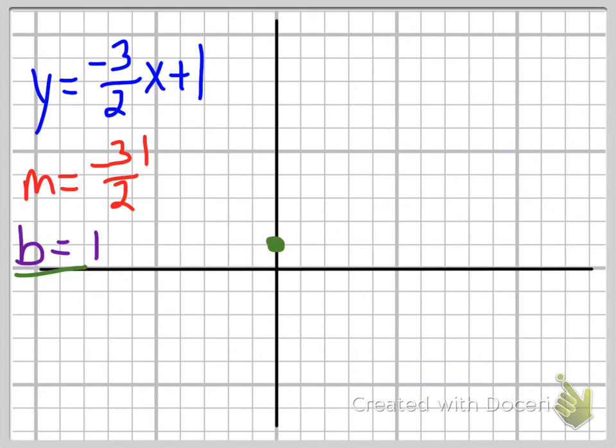Negative means my change in y is going down 3 and to the right 2. So down 3 to the right 2 places the next dot right there. And continuing that slope triangle places the dot there. I can also make dots in the other direction by using the same slope triangle and just going the other direction. And once I have several dots, I can draw my line.